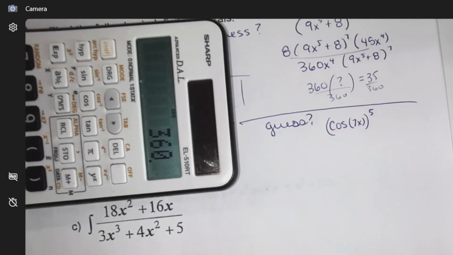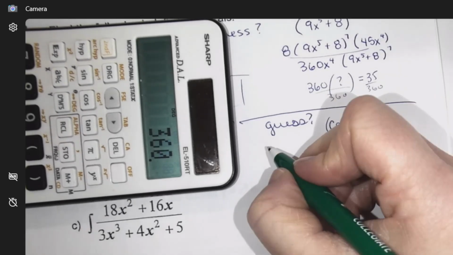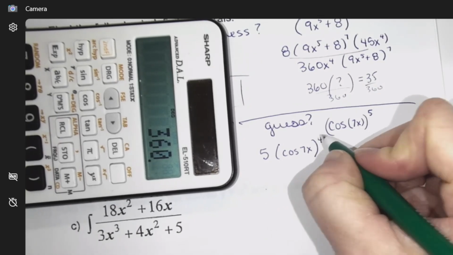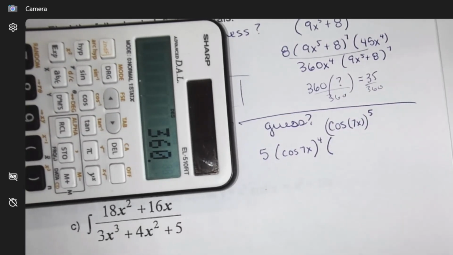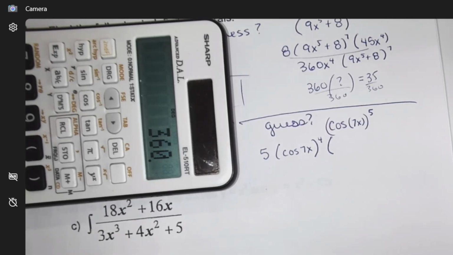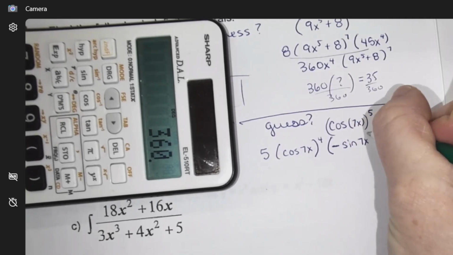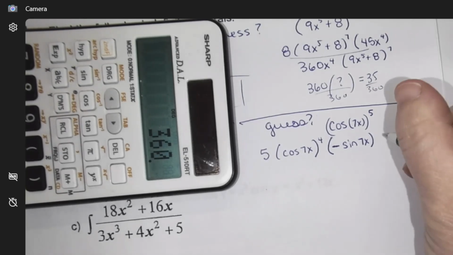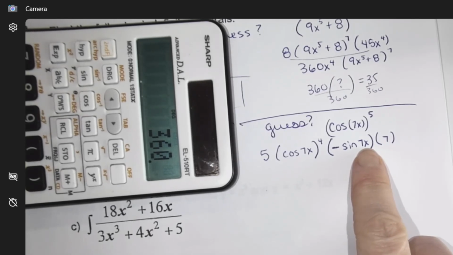Okay, cover. Okay, I'm going to derive my guess. You ready? 5 of those units to the 4th. Attach the derivative. So what's the derivative of a cos item? Negative sine 7x. Attach a 7, right? Because now you have to attach the derivative of 7x.